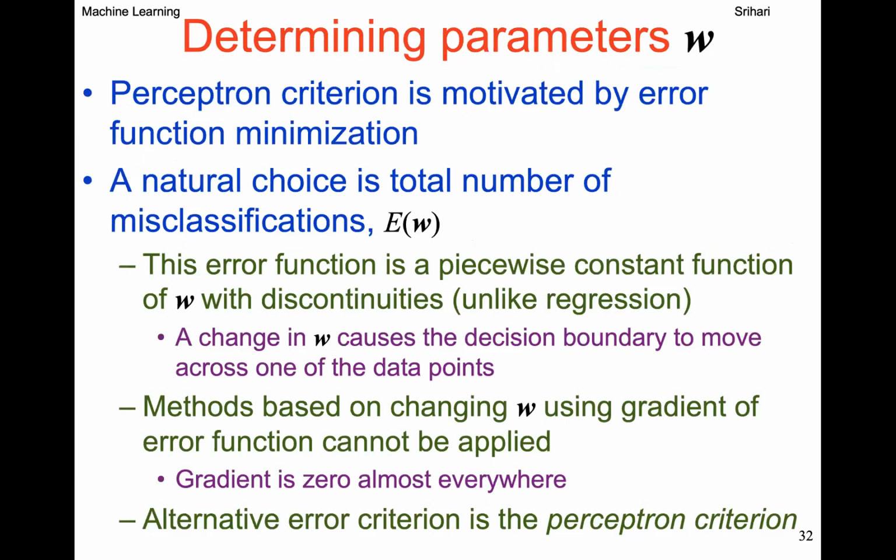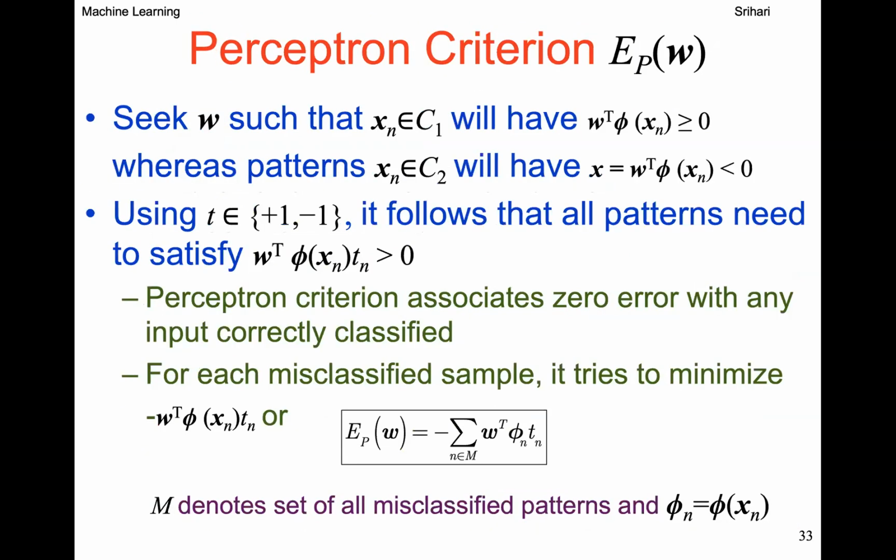And so here again, the perceptron criterion, so we need a loss function here, called criterion here, is motivated by error function minimization. And a natural choice is the number of misclassifications, E of w. So we can say, can you count how many of them did you get right and how many did you get wrong? And this error function is a piecewise constant function of w with discontinuities, unlike regression. In regression, of course, we are using sum of squares, and it's a continuous function. Here you're counting how many did you get right and how many did you get wrong. And methods based on changing w using gradient cannot be applied. Gradient is zero almost everywhere. So it uses the perceptron criterion.